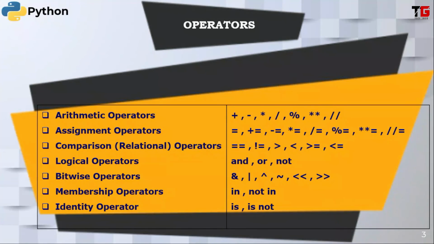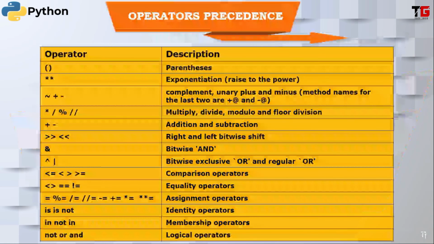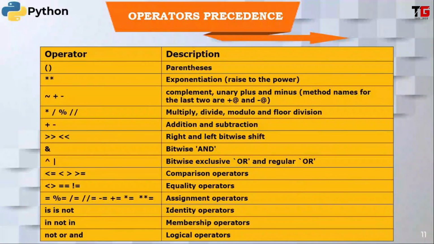So friends, now we have studied all the 7 operators in Python. But friends, if we have a statement in which more than one operators are present, then how the result will be calculated? I tell you, the result will be calculated as per the precedence of the operator. Friends, operator precedence means priority of that particular operator.